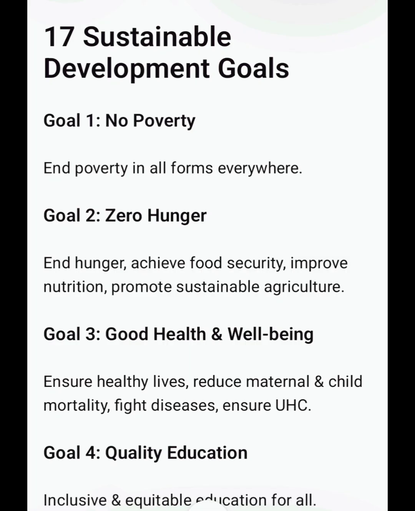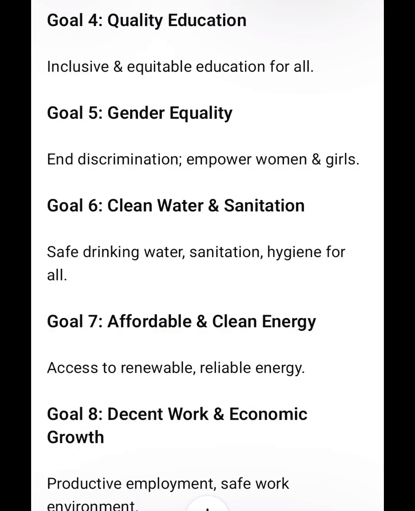Goal 1, no poverty: end poverty in all forms everywhere. Goal 2, zero hunger: end hunger, achieve food security, improve nutrition and promote sustainable agriculture. Goal 3, good health and well-being: ensure healthy lives, reduce maternal and child mortality, fight against diseases and ensure UHC. Goal 4, quality education: inclusive and equitable education for all the members.